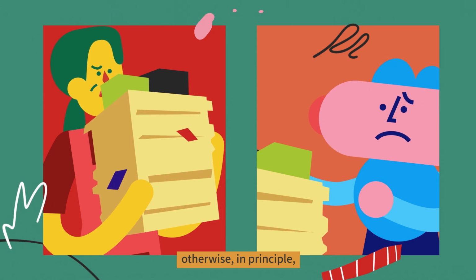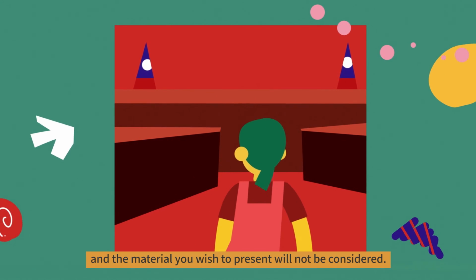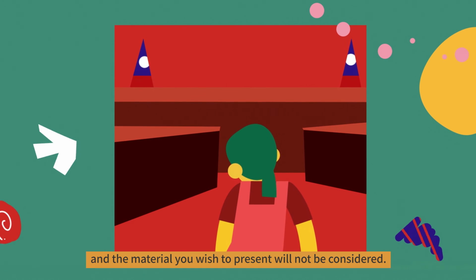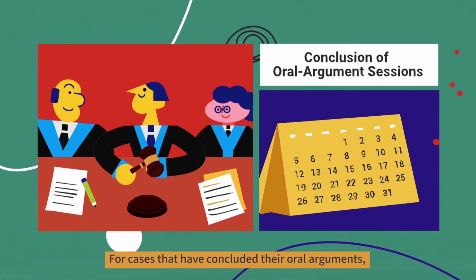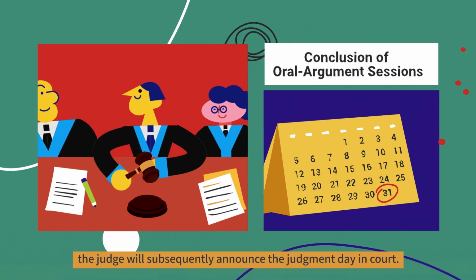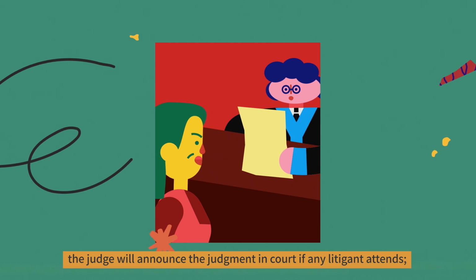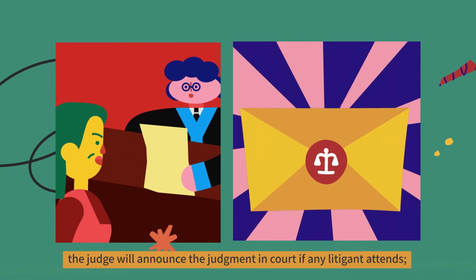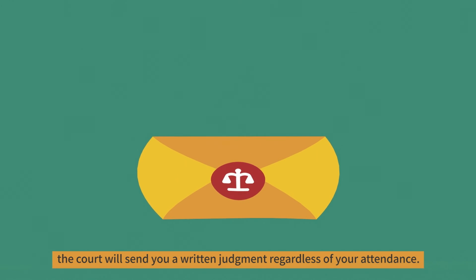Otherwise, in principle, you will not get another hearing in court, and the material you wish to present will not be considered. For cases that have concluded their oral arguments, the judge will subsequently announce the judgment day in court. On the judgment day, the judge will announce the judgment in court if any litigant attends. The court will send you a written judgment regardless of your attendance.